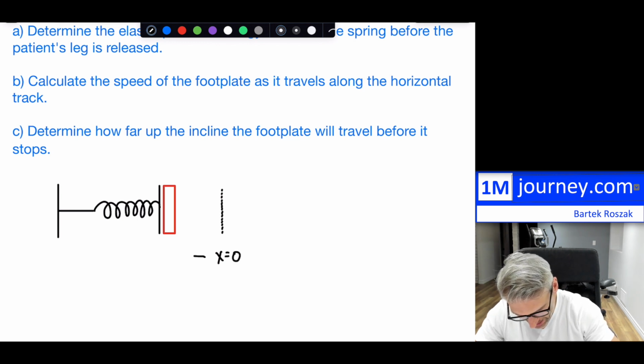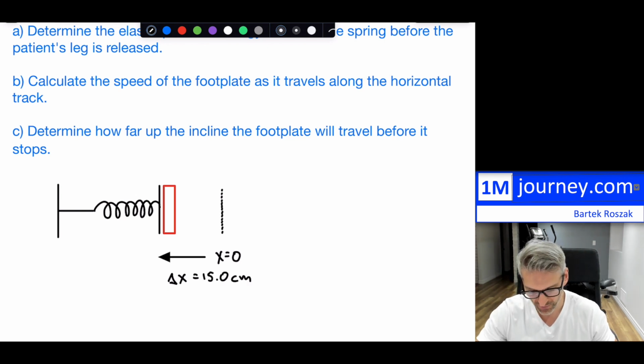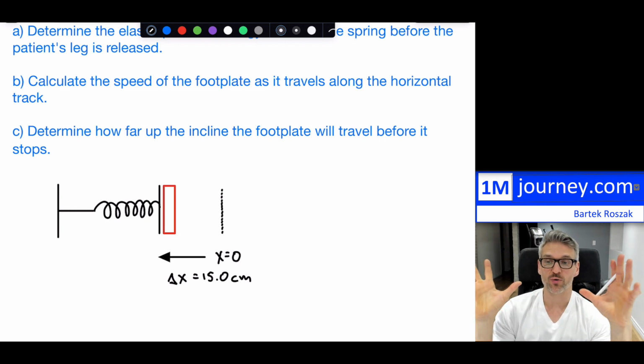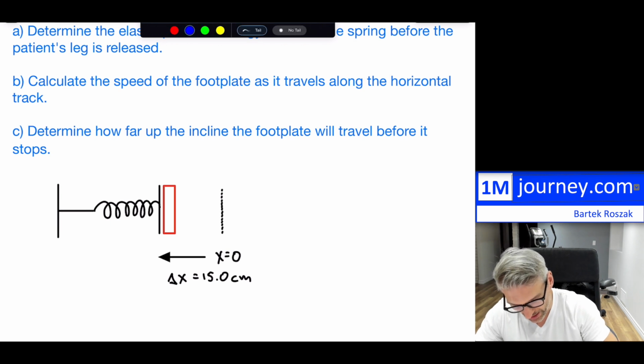And then now it has been compressed. And that compression that you see there is 15 centimeters. That's at least what they tell us in the question. So we've compressed this with our legs, and then we're going to let it go. And when we let it go, this particular device which is holding down the spring, well, if you release the legs, this is going to move.